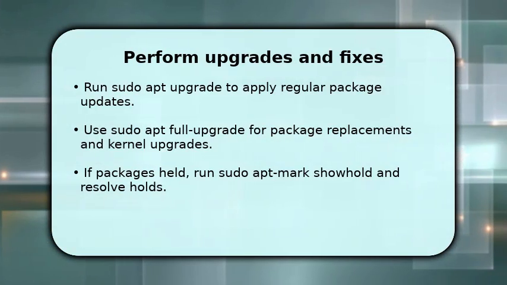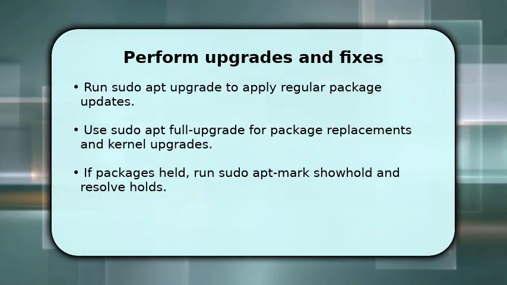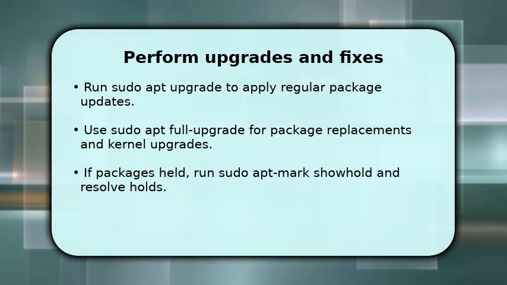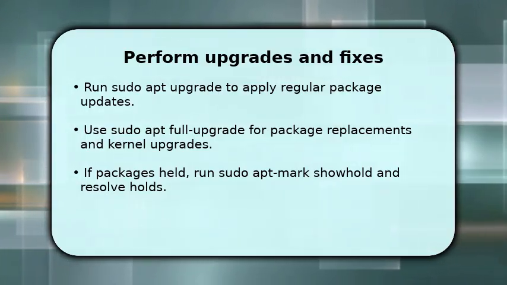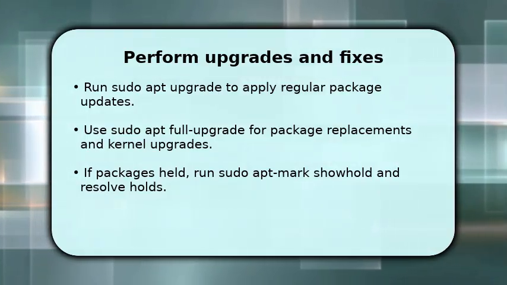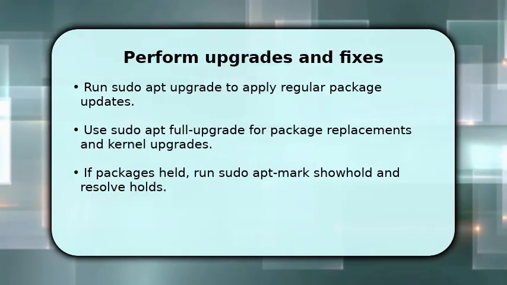Once the lists are fresh, you run sudo apt upgrade to install current updates. This applies safe, non-disruptive package upgrades. If you need to allow package removals or replacements for kernel or major dependency changes, run sudo apt full-upgrade, because it can handle more complex transitions.